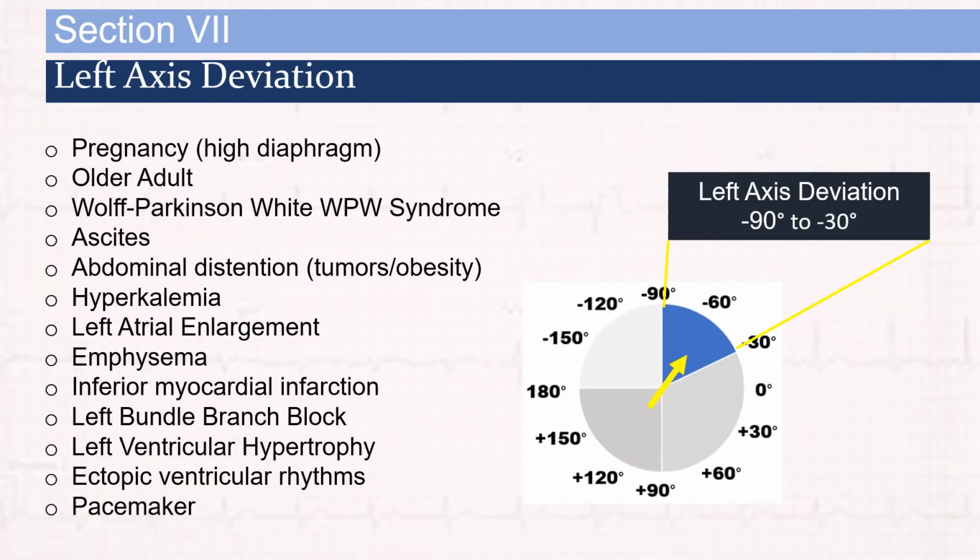Left axis deviation falls between -30 and -90 degrees. Conditions associated with left axis deviation include high diaphragm, pregnancy. It may be present in older adults, WPW, ascites, abdominal distension, including tumors or obesity, hyperkalemia, left atrial enlargement, emphysema, an inferior myocardial infarct, left bundle branch block, left ventricular hypertrophy, ectopic ventricular rhythms, or an implanted pacemaker.